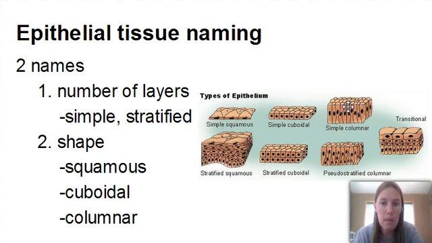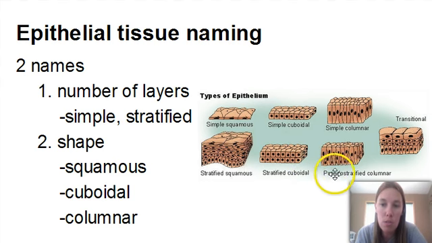Now, if you are looking at these simple examples, where there's only one layer, these cells are really for filtration, diffusion, secretion, absorption. It's a thin layer, so things can go through them quite easily. These stratified ones down here are used more for protection. You can see that with multiple layers, they offer a protective function because they are a little bit tougher.